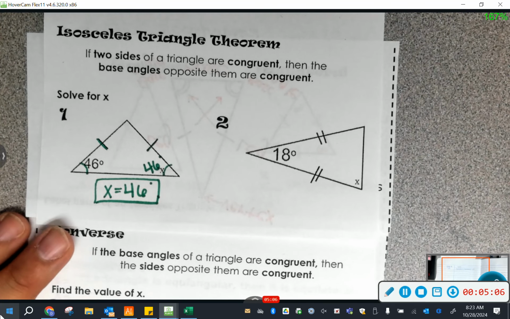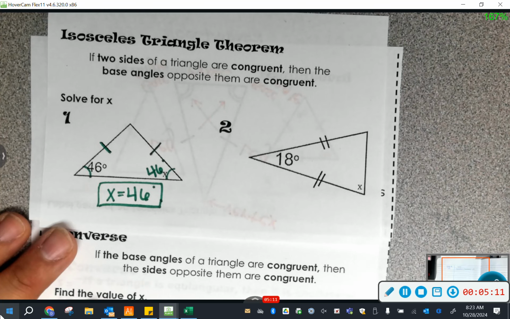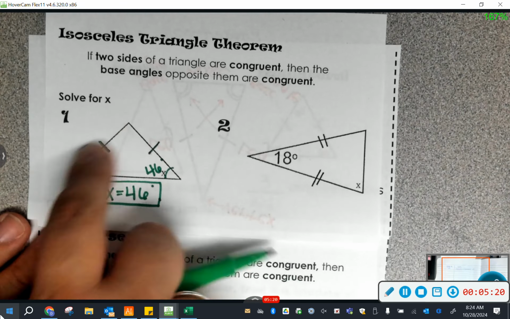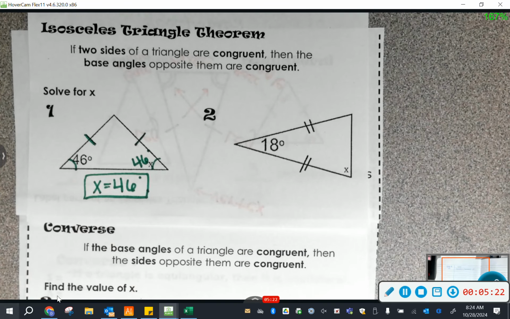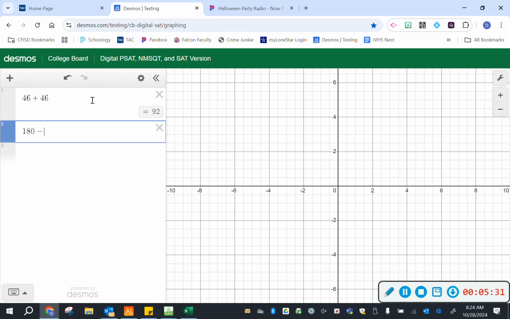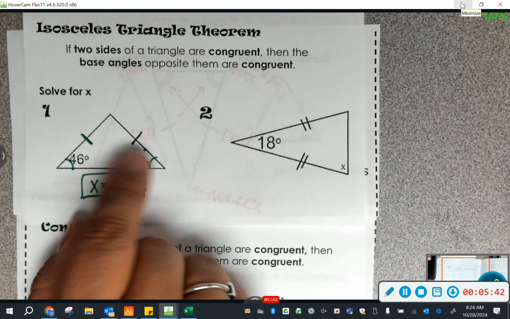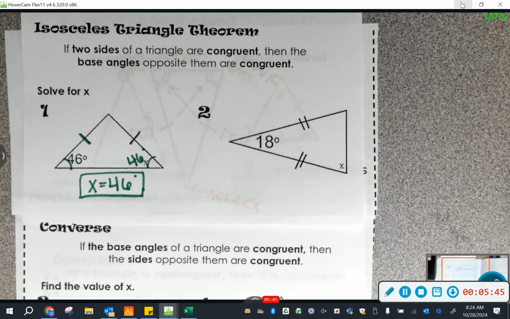That's all it's asking for, but I want to go a step further. Could I find this vertex up top? How? What's 46 plus 46? And how much should it add up to? 180. So on your worksheet, it's going to ask you for that vertex angle. You would do 46 plus 46 and then subtract that from 180. So what's that vertex angle up top? 88. So if it asks for something up top right here, add the two bottom ones, subtract from 180, just like we did on Friday.